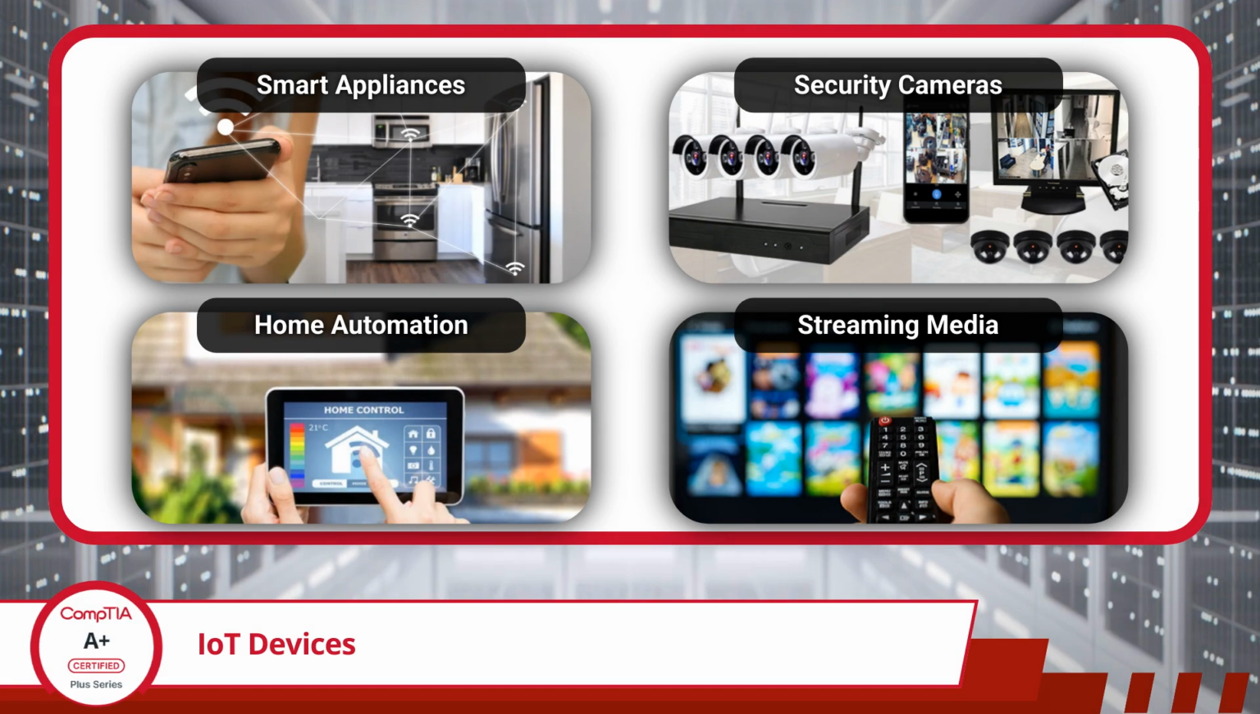In home environments, IoT devices commonly include smart appliances, home automation systems, doorbells, thermostats, security cameras, and streaming media devices. These devices connect to the network to provide convenience, automation, and remote access, often through mobile applications or web interfaces.